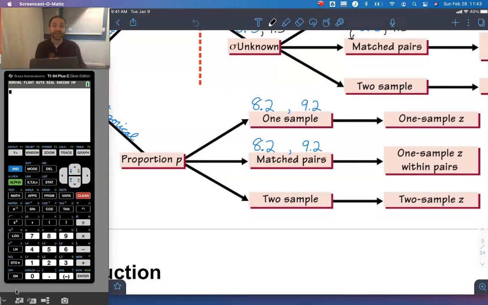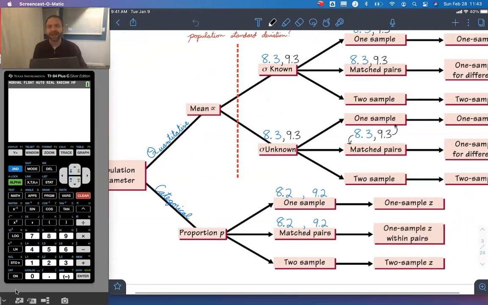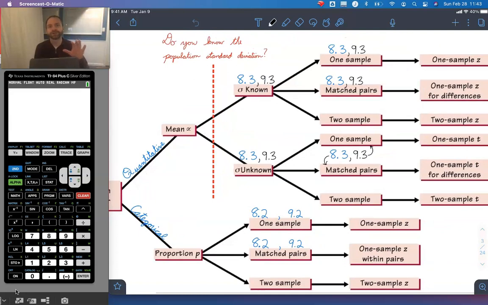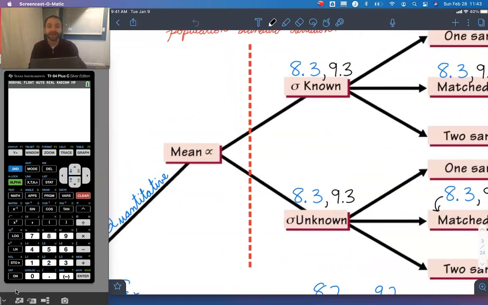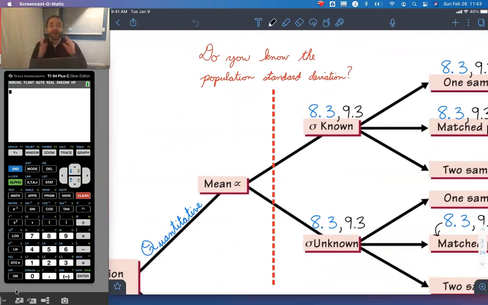And frankly, it's either a one sample Z or a one sample Z with matched pairs or a two sample Z, which we'll get to. But when you look at means, notice that is where the more difficult part is probably going to be, because once you realize you have a mean, you have to ask yourself a question. Do you know the population standard deviation? That's the key right here. You need to understand, did it give me the population standard deviation?